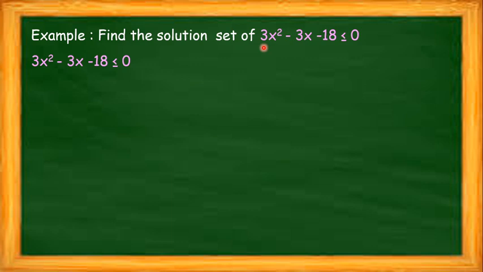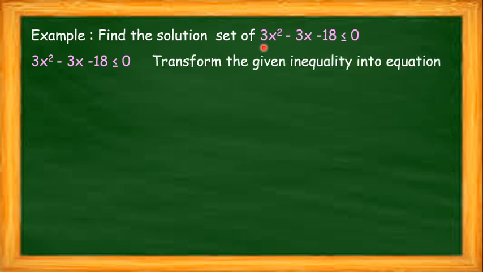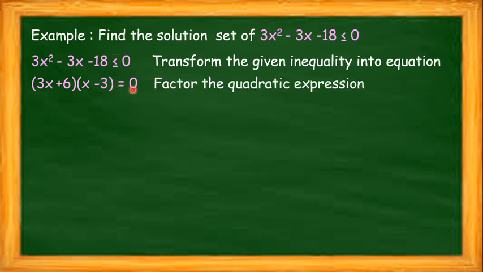So first, we're going to transform the given inequality into an equation, meaning you're going to replace this inequality symbol with an equal sign, then apply the method that we use in solving quadratic equations. So I prefer to use again the factoring method. The factors of 18 are 6 and 3. And for 3x squared, I use 3x and x. To check if our factors are correct, multiply 6 and x.